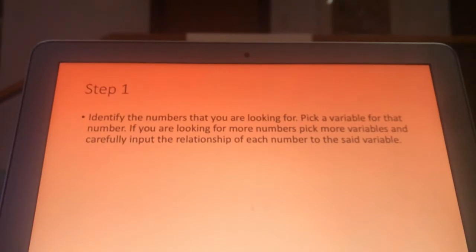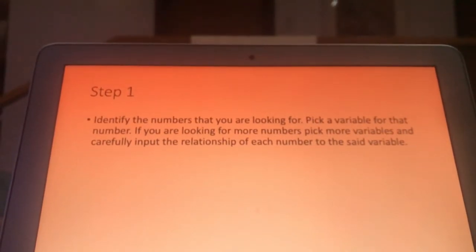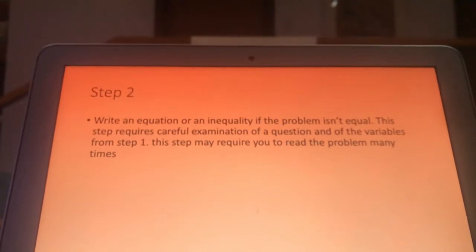Step 1, we have to identify the numbers that we're looking for. We should pick a variable for that number, and if we're looking for more numbers, pick more variables and carefully input the relationship of each number to that said variable. Step 2, we write an equation or inequality. If the problem isn't equal, this step requires careful examination of the question and of the variables from step 1. This step may require you to read the problem many times.